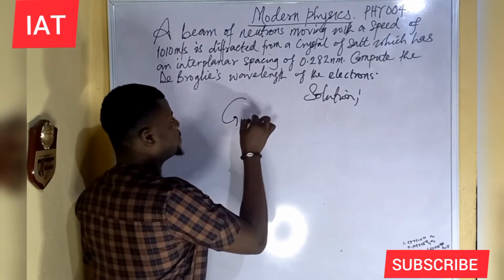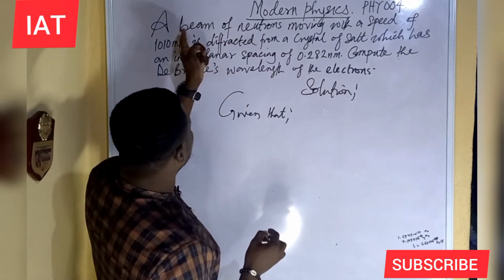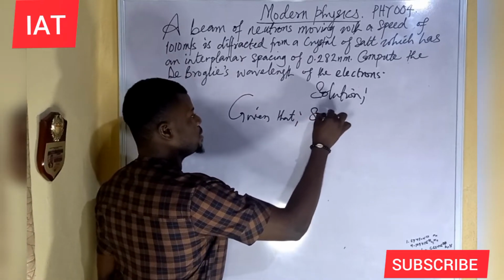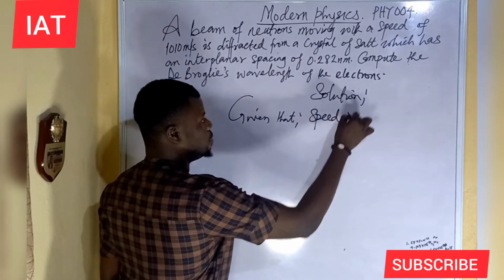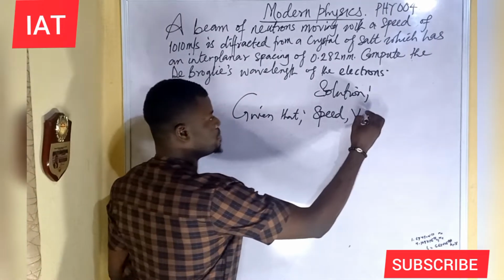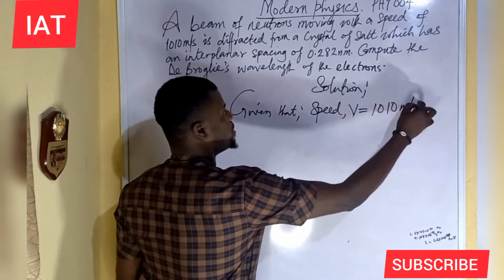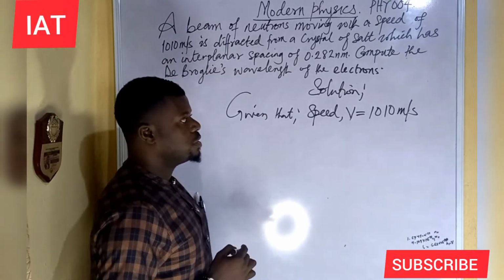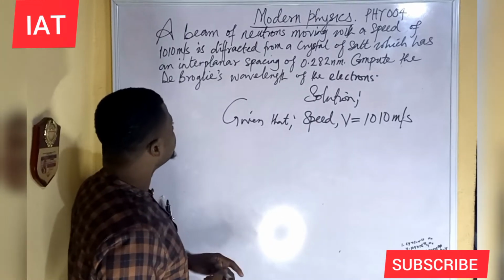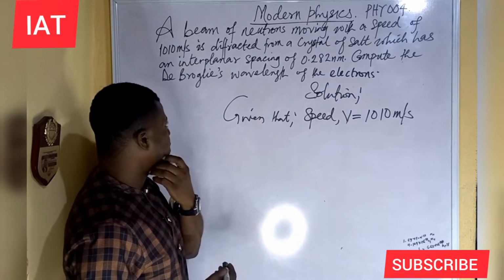So given that, from the question, a beam of neutron moving with a speed of this. So we have speed, which we can represent with either c or v, which is a symbol for speed, and the value assigned to that is 1010 meter per second. Meter per second is the SI unit, the international standard unit of speed. Again, it is diffracted from a crystal of salt which has an interplanar spacing.